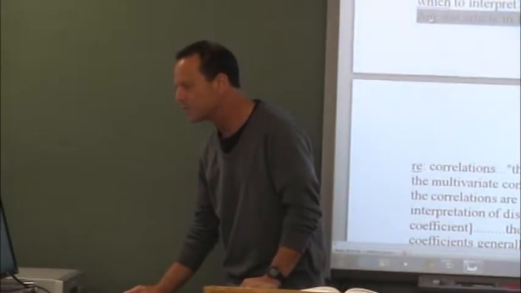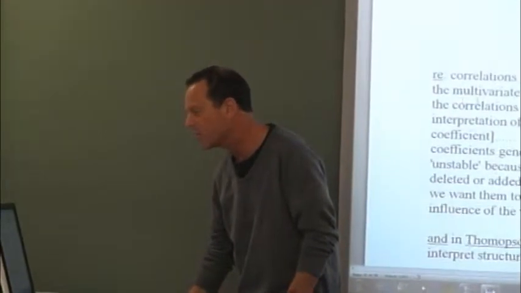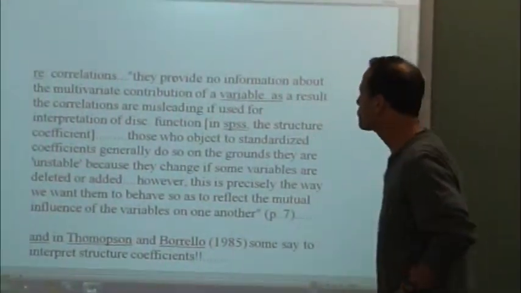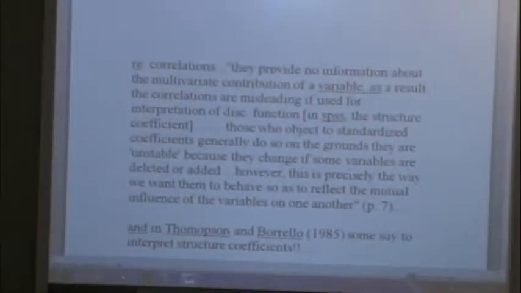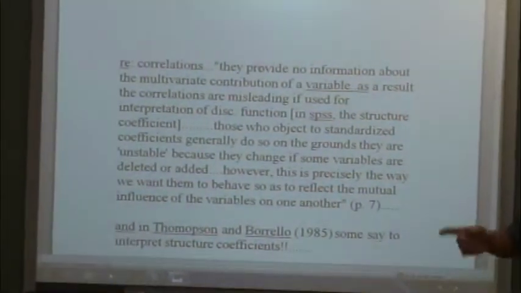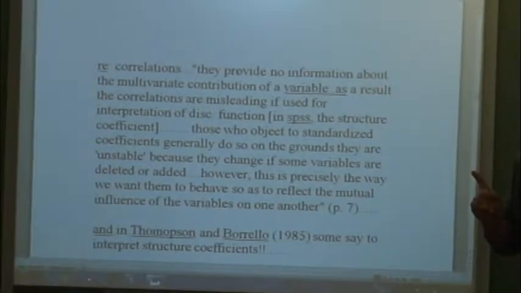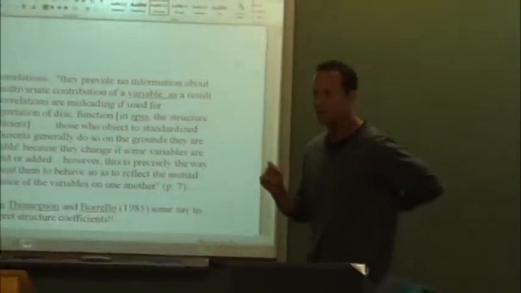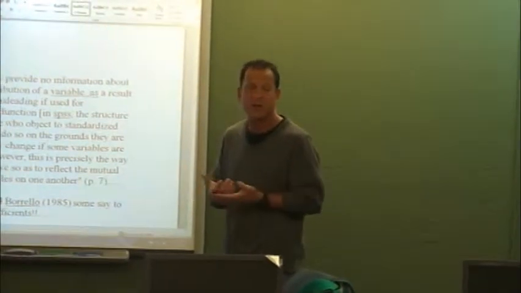So different opinions, everybody, on which to interpret. Here's from an article from the American Statistician in '92 regarding the correlations. They say they provide no information about the multivariate contribution of a variable. As a result, the correlations are misleading if used for interpretation. Why? Do the correlations partial out? What did I say about the structure matrix? Are they partialed or unpartialed results from the structure matrix? Unpartialed. Which means it's as if they're just on their own.